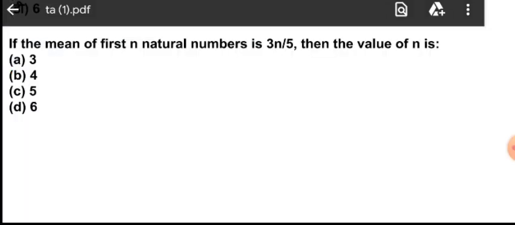The question is given: if the mean of the first n natural numbers is 3n by 5, then the value of n is?